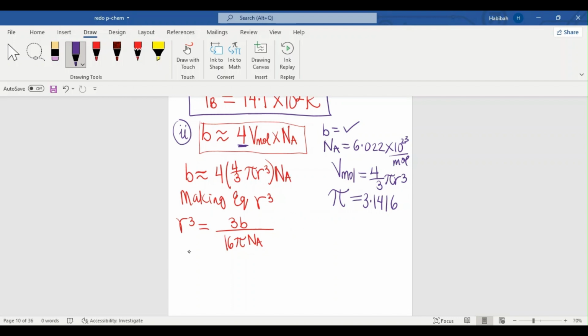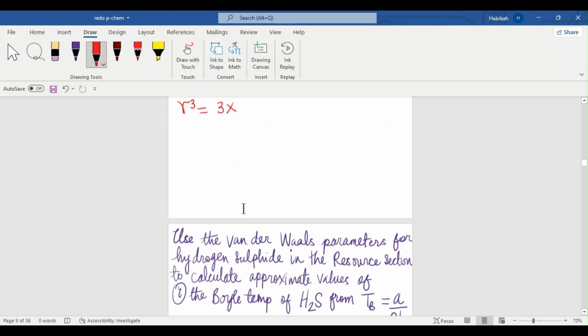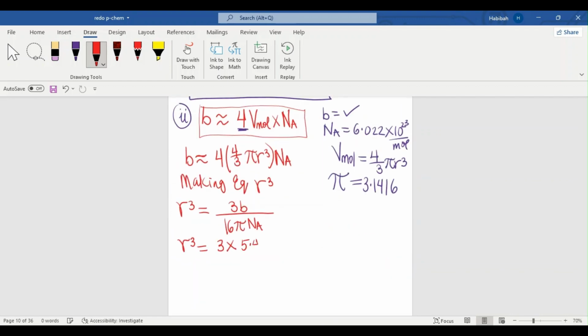So we simply substitute. r cubed becomes 3 times the value for B. Going back up, we see the value for B to be 5.42 times 10 raised to the power of negative 2 dm cubed per mole, divided by 16 times pi, which is 3.1416, times the Avogadro's constant, 6.022 times 10 raised to the power of 23 per mole. Of course, we cancel out the mole.